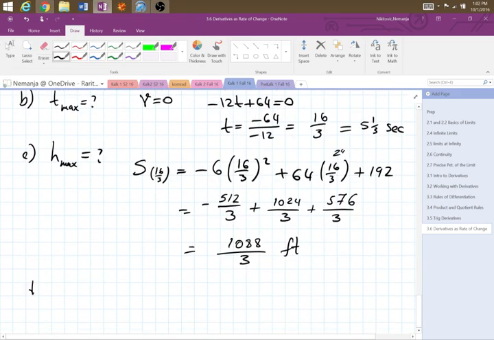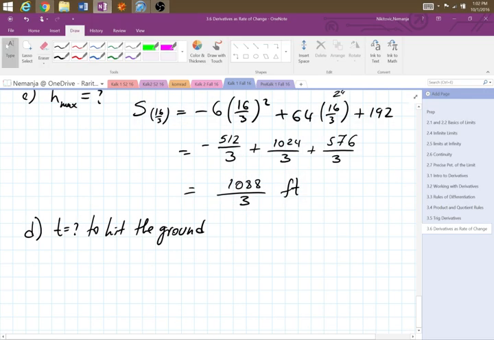So for part D, t equals question mark to hit the ground. We have negative 6t squared plus 64t plus 192 equal to 0.